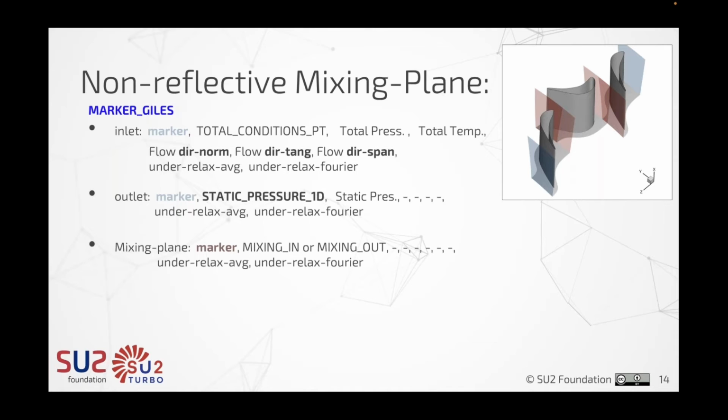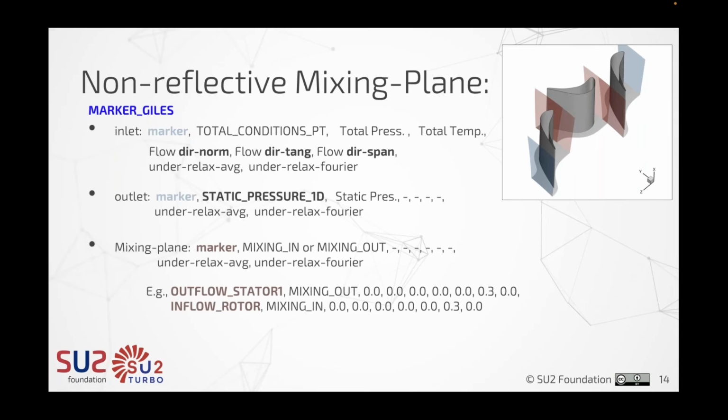where we have again the name of the marker, followed by a specification that tells us if there is the outflow of a zone or the inflow of a zone. And then again, some voids and under relaxation factors. As an example for the first mixing plane, this will be written in this way.